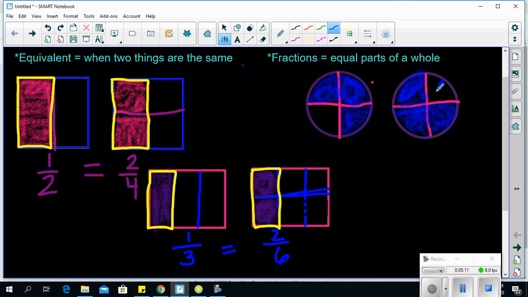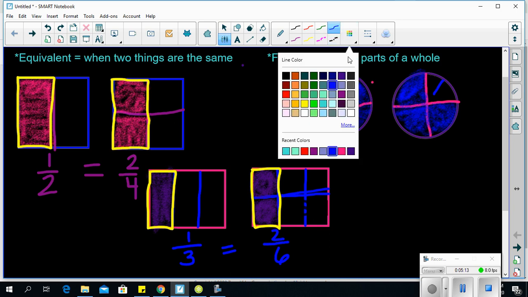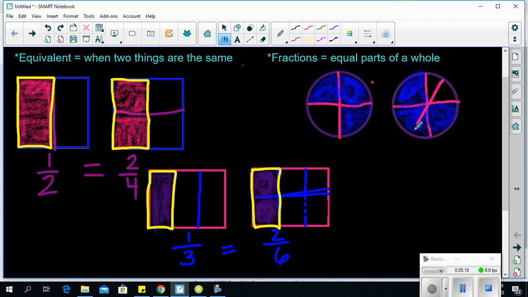If I add some lines in here, it's going to give me more pieces in this circle, but I did not change what was colored at all. I still have the same amount colored. So we know that this one, with 3 pieces colored out of 4, is equivalent to this, which is now 6 pieces out of 8.